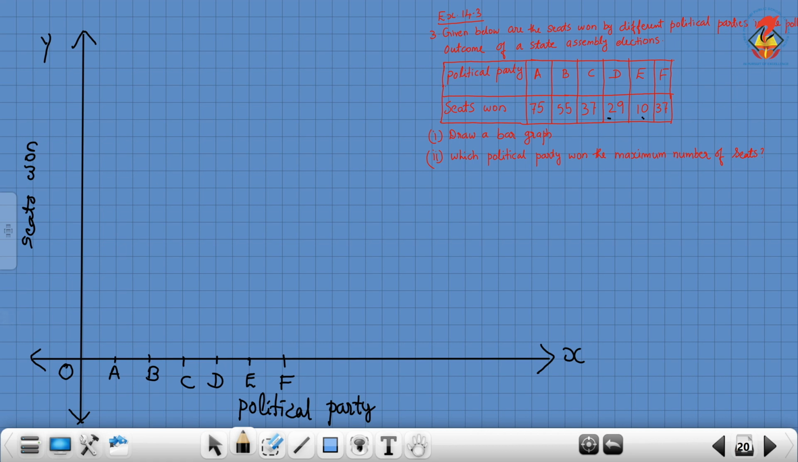Here in this table 10 is the smallest number, so you should start from 10, 20. The greatest number is 75, so till 80 you should write it there: 30, 40, 50, 60, 70, 80. First political party A, 75 seats.